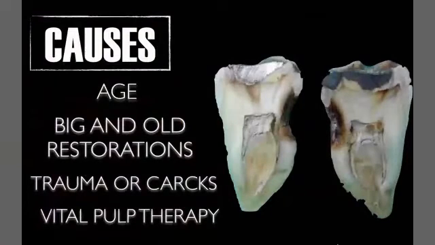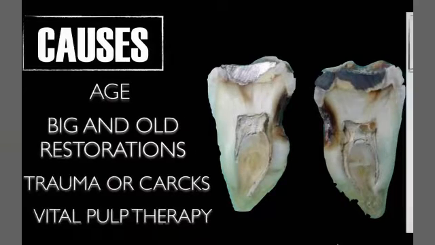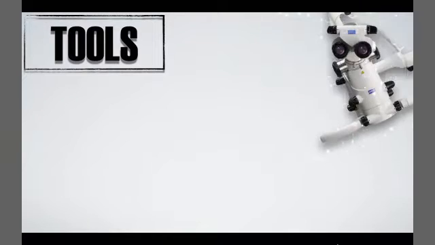So what are the causes for such calcification? Many factors affect the calcification process, such as the age of the patient, repeated big and old restorations, secondary caries, trauma or cracks, and sometimes vital bulb therapy. We need some tools to manage such situations, and the most important one, in my opinion, is magnification and the microscope. With the microscope, we can see better and differentiate between the calcified tissues and the bulb floor, as we will see later.